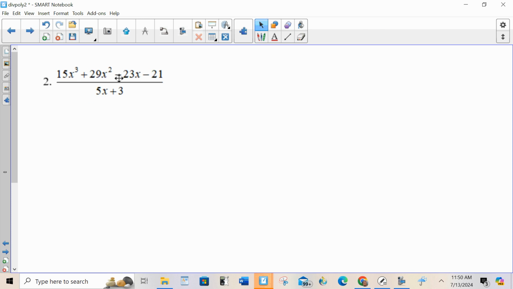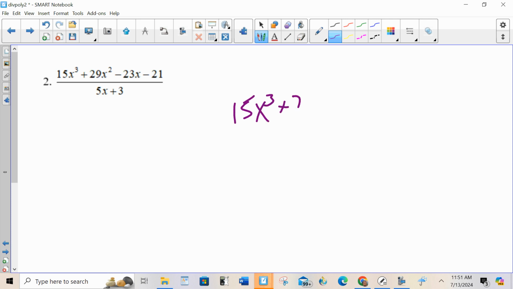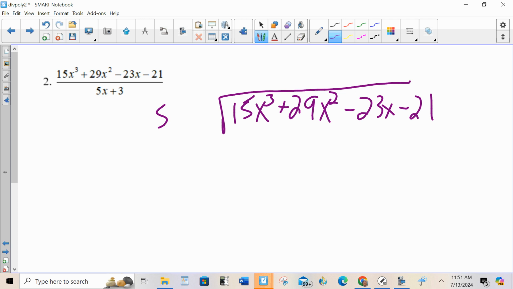First off, there's another method called synthetic division. I could only use synthetic division if it's just x plus or x minus on the bottom. Since I have something in front of the x, I cannot use synthetic division. I need to use long division. So I'm going to write it like we did in elementary school. 15x to the third plus 29x squared minus 23x minus 21 divided by 5x plus 3.